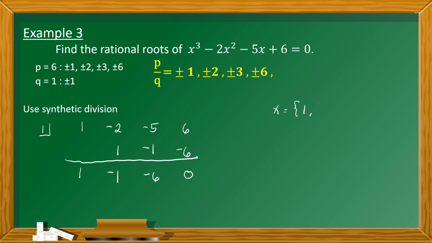Pwede na tayong mag-factor dito or pwede rin namang idiretso natin ang ating synthetic division. Gusto kong malaman kung ang 2 ba ay isa sa ating rational roots. We have 1. 1 times 2 is 2. -1 plus 2 is 1. 1 times 2 is 2. And this is -4. Kung mapapansin natin, hindi siya nag-0. Ibig sabihin, hindi roots ang positive 2.